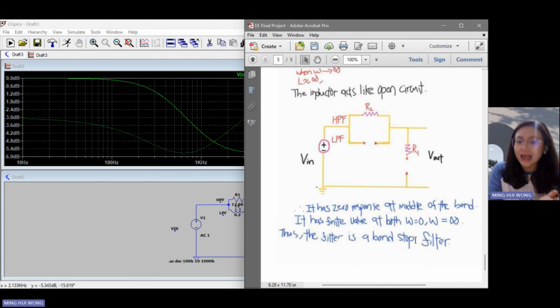So we can conclude that it has zero response at the middle of the band, but it has finite values when angular frequency equals 0 and when it equals infinity, so the filter is a bandstop filter.